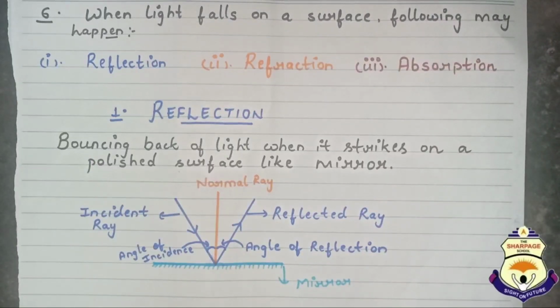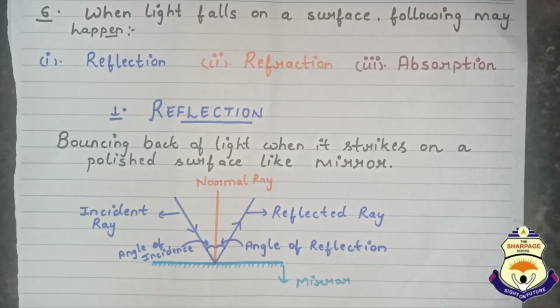Students, when light falls on a surface, the following may happen: number 1, reflection; number 2, refraction; and number 3, absorption. Let's study reflection in detail. The bouncing back of light when it strikes a polished surface like a mirror is called reflection. In this diagram, there is a mirror and the line drawn perpendicular to the mirror is called the normal ray.